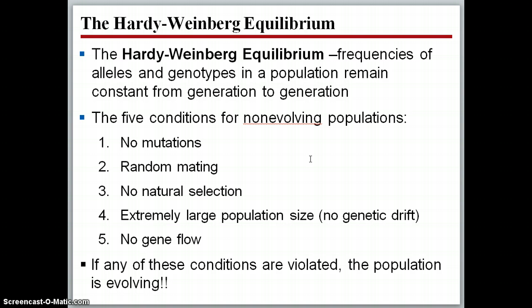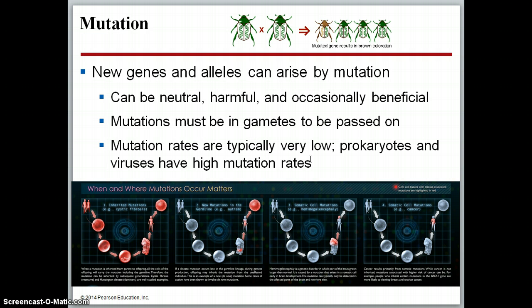It's very difficult for a population to be in Hardy-Weinberg equilibrium, so it's very easy for this to be violated. I'm going to go into all the specific conditions for non-evolving populations right now. In order for a population to not evolve, there can't be any mutation. So there can't be any new genes, no new alleles. Any new genes or alleles that arise are going to change the gene pool.